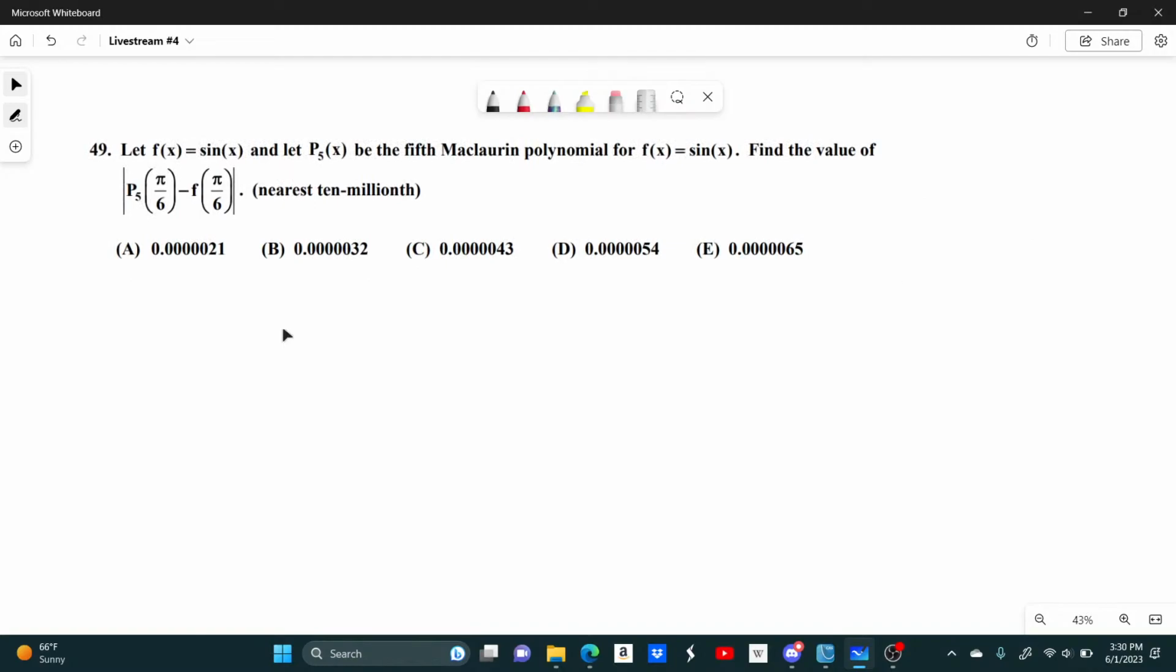All right, let f of x equals sine x, and let p sub 5 of x be the fifth Maclaurin polynomial for f of x equals sine of x. Find the value of p sub 5 of pi over 6 minus f of pi over 6.